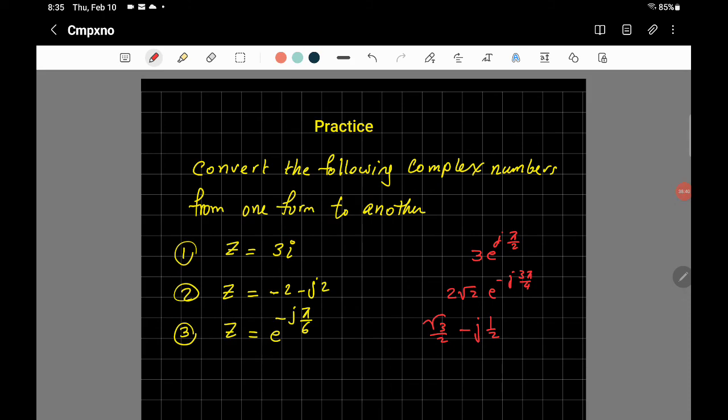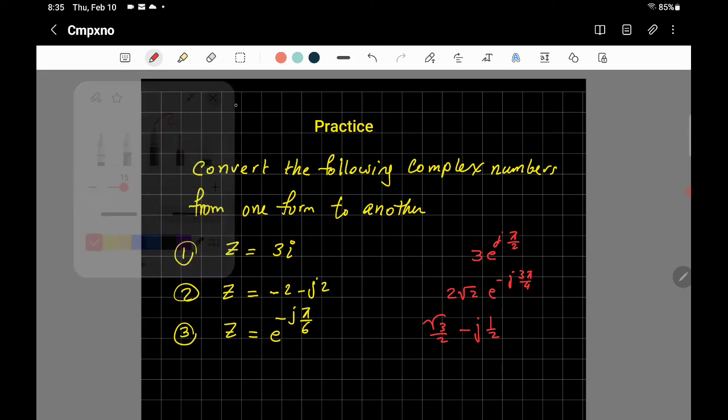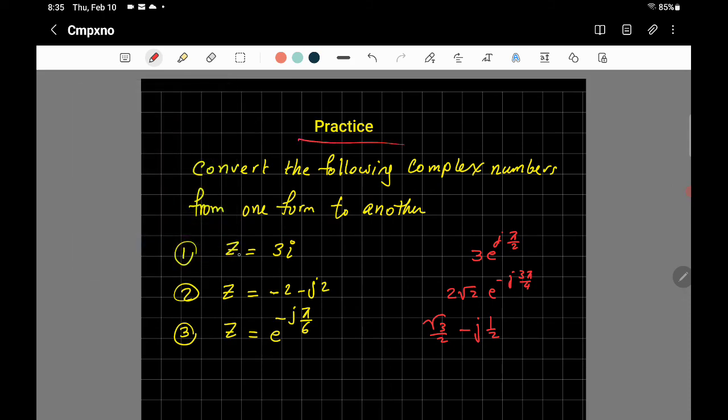And we have here practice three problems, so you can solve them and convert from one form to another. Number 1 and number 2 are given in rectangular form. You are going to convert them to polar form, and the last one is in polar form, to be converted to Cartesian form.